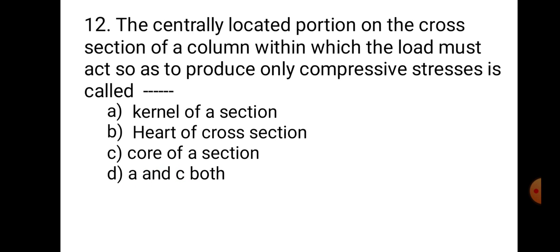Question number 12. The centrally located portion on the cross section of a column within which the load must act so as to produce only compressive stresses is called A. Kernel of the section, B. Heart of cross section, C. Core of the section, and D. A and C both. Now, such a portion around the centroid within which if the load is applied, the resultant stress will be of the same nature throughout is known as core of the section or kernel of the section. So here the correct answer is D, A and C both.